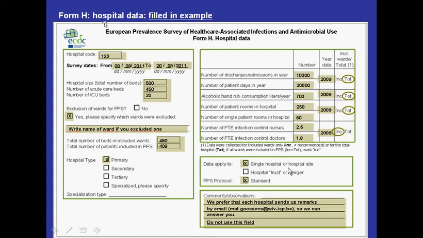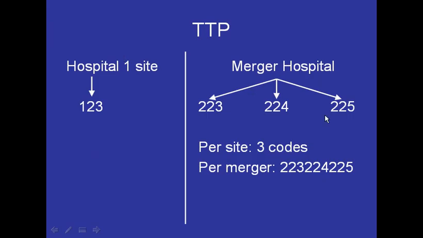If you are a merger hospital and you've chosen to do data entry on the merger level, in other words, you will have an HAI percentage only for the entire merger and not per site, then you will mark here Trust Merger. In that case, you will also have a hospital code that is longer than 3 digits, for instance 6 or 9 or perhaps even 12.